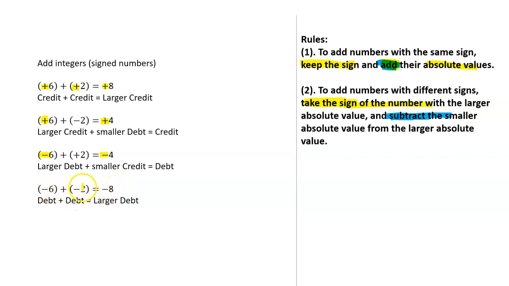Finally, when we have debt plus debt, we know we're going to get larger debt. So we keep the minus sign. Then we combine the two debts, which means we add 6 and 2 to give us 8. Okay, so this is how we add signed numbers.